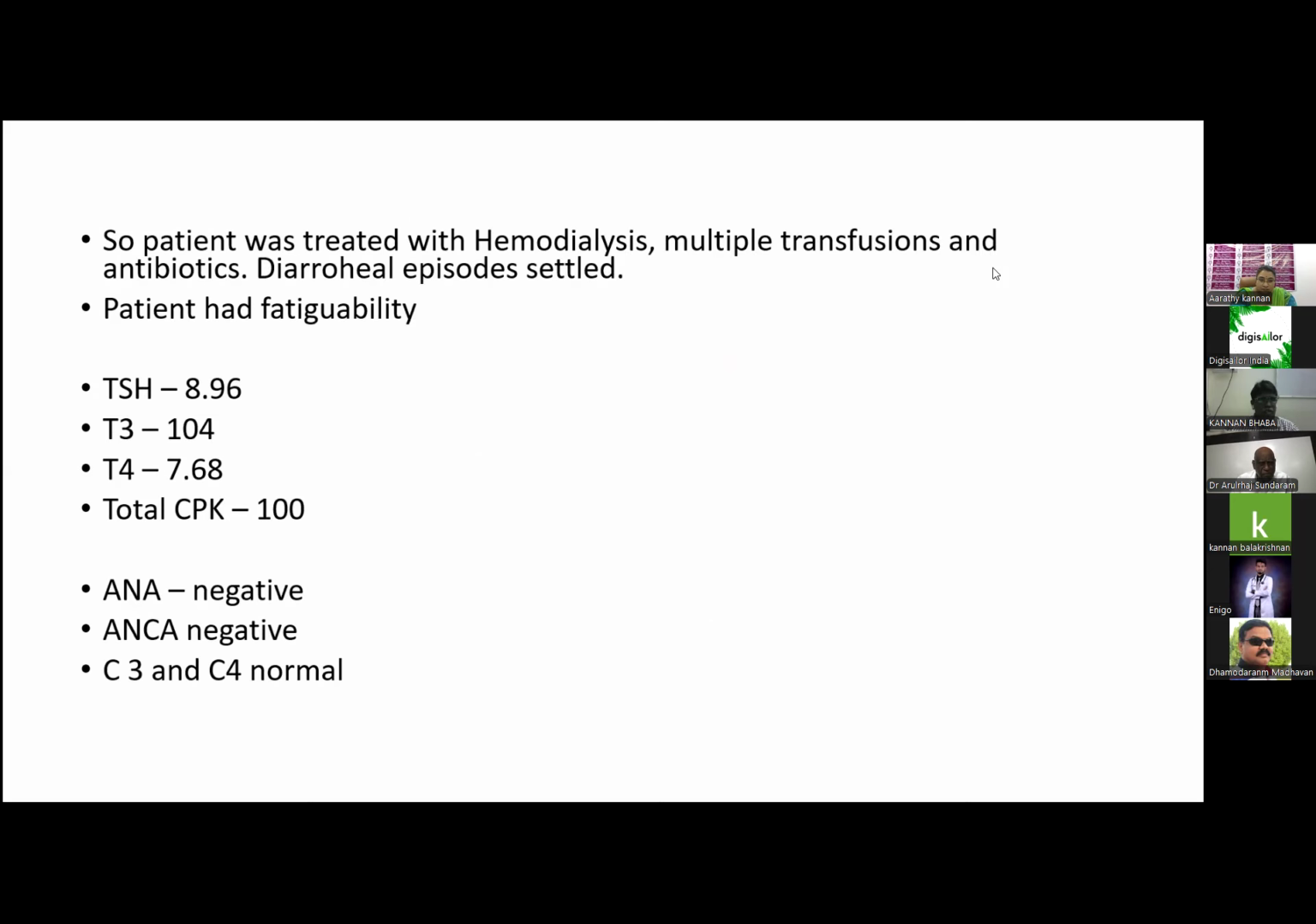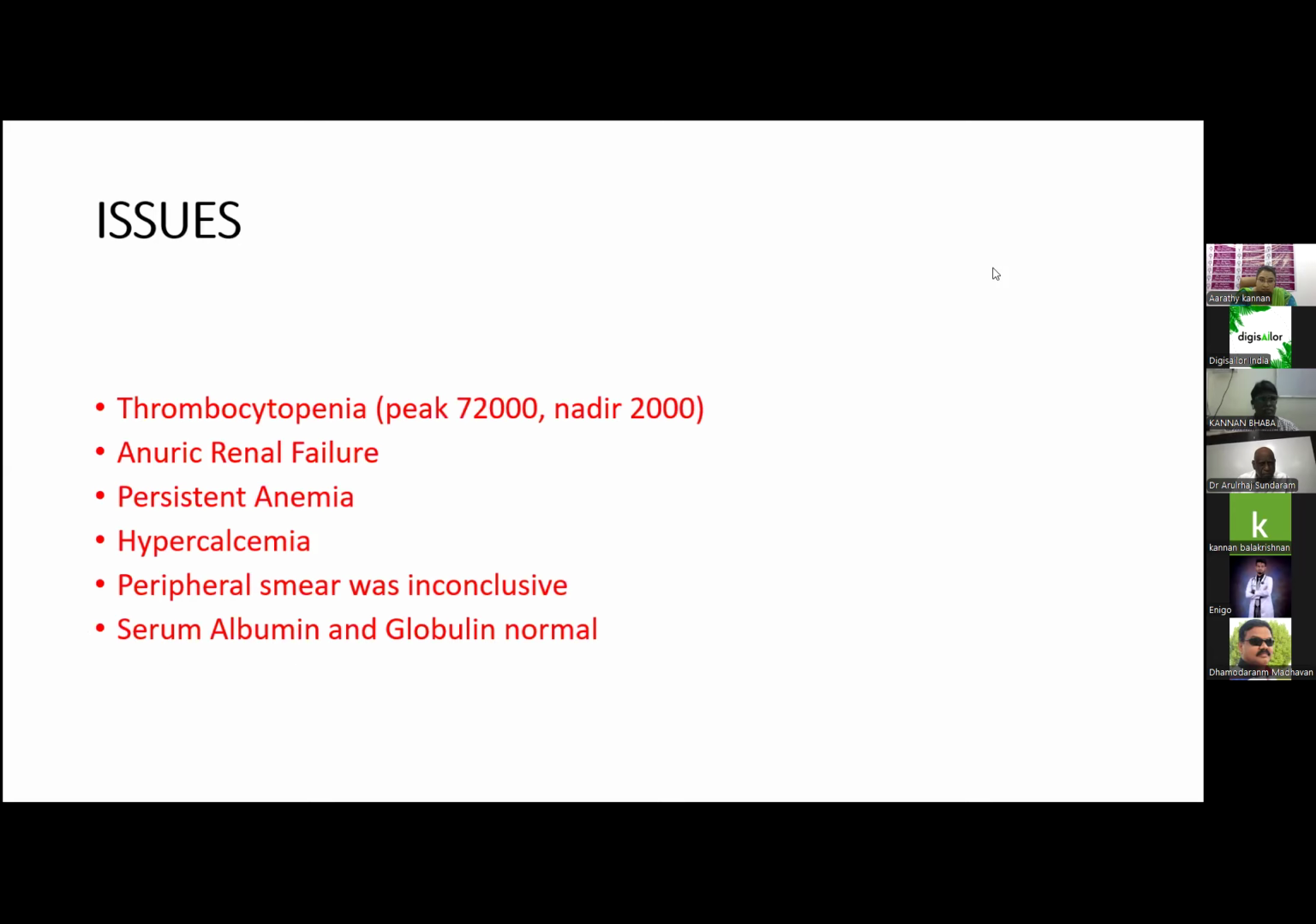So we treated the patient with hemodialysis. We gave multiple transfusions, platelet transfusions, blood transfusions, and antibiotics, and the diarrhea settled. The patient has persistent fatigability. We are continuing with the other investigations. There seems to be subclinical hypothyroidism. Total CPK is normal. ANA negative, ANCA negative. Complements were normal. Next slide.